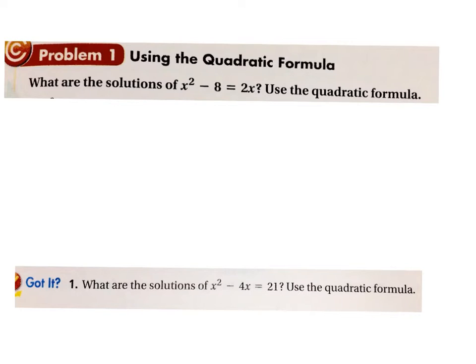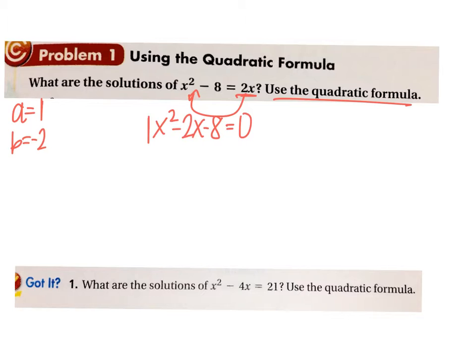So now we're going to do one on our own using the quadratic formula. So first we have to figure out what a, b, and c are. So a is the number in front of the x squared term, which is 1. For b, it's not in standard form. Let's make it be in standard form. So this needs to move over here. We get x squared minus 2x minus 8 equals 0. Okay, now we got a is 1, b is negative 2, and c is negative 8.